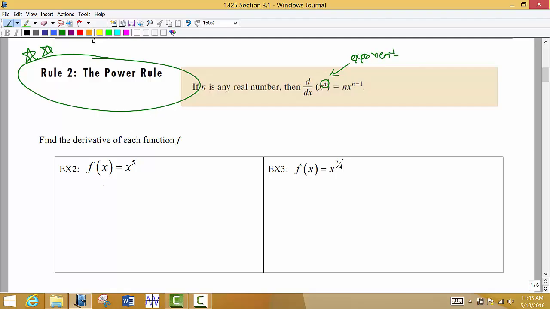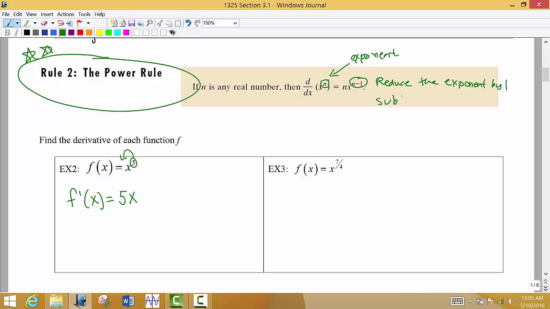So for example, let's look at example 2. If I wanted to find the derivative of this function, I would take the 5 and I would multiply it times the front of the term. So that would be 5, and then I'm going to write x to the power of. What I'm going to do then is I'm going to reduce the exponent by 1.